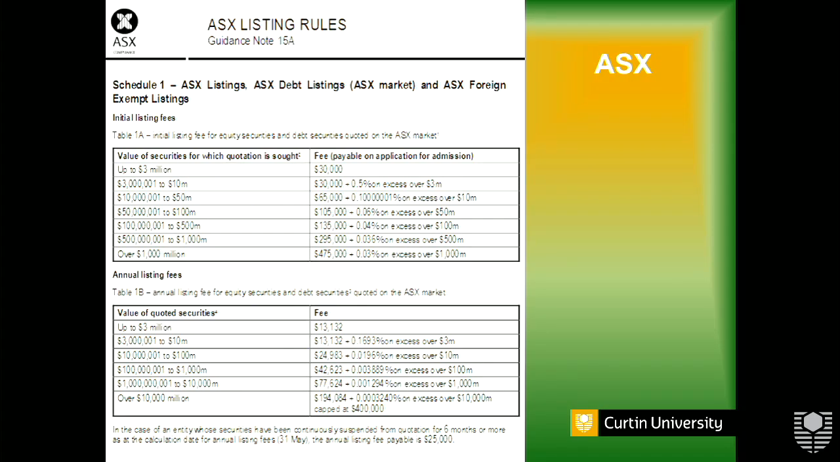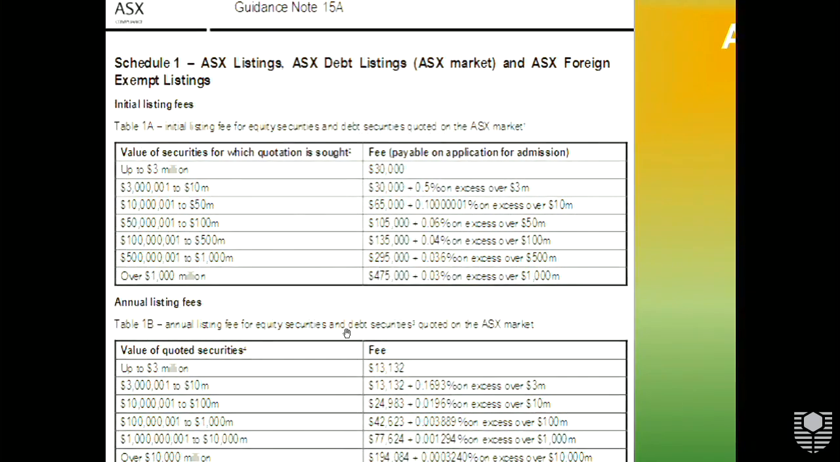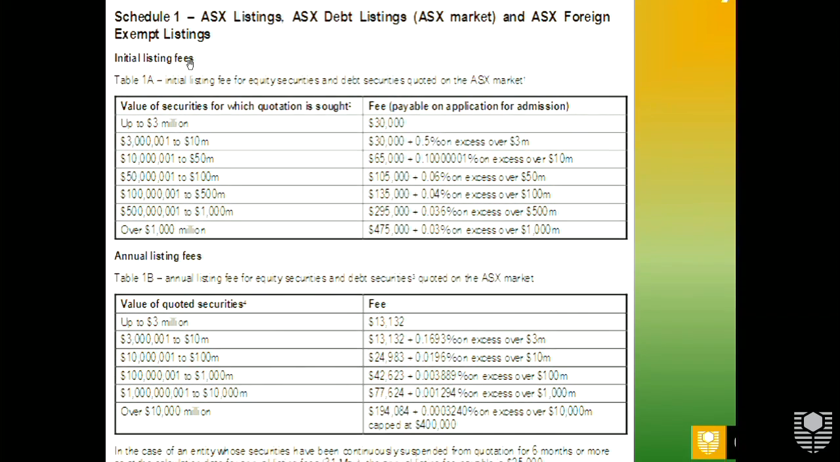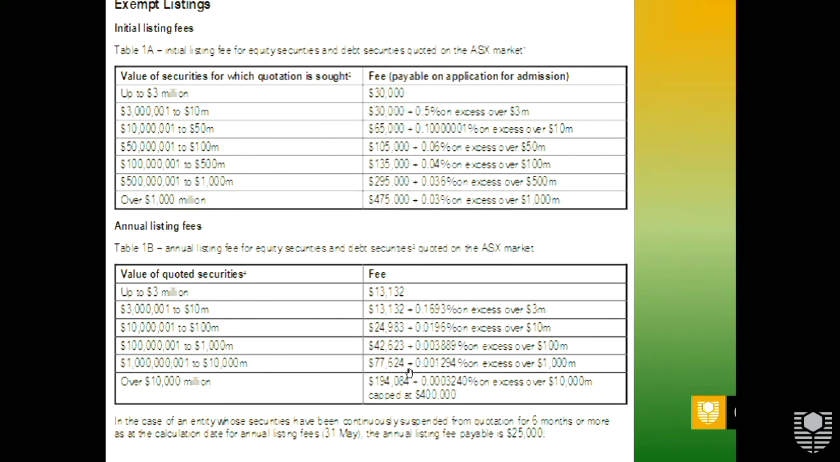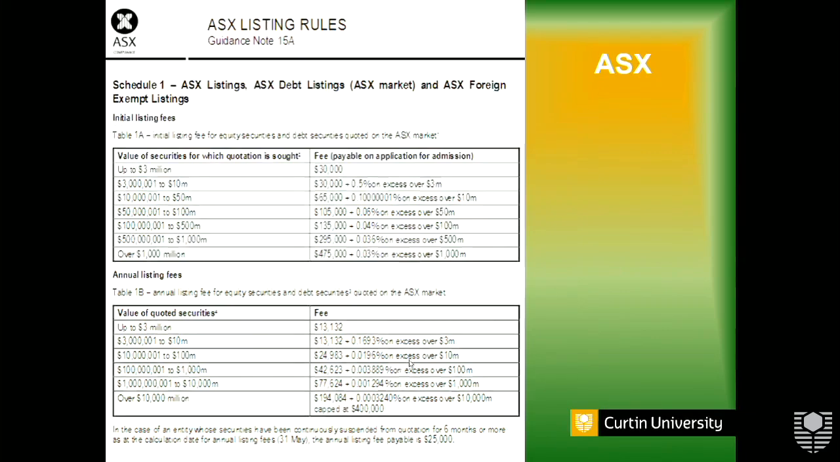Okay, so this here is just a little illustration of some of the fees you pay. So in America, you might recall last week I highlighted that to list on the New York Stock Exchange, it costs you millions and millions of dollars to do so. So not only the initial setup costs, but the ongoing compliance. So in Australia, depending on the value of the securities, let's say if you have over 1,000 million, so 1 billion shares, it's going to cost you $475,000 plus 3% on any excess over that $1,000 million. Right, so that's your initial listing. Then you have annual listing fees as well. So these are ongoing listing fees that you have to pay the stock exchange.